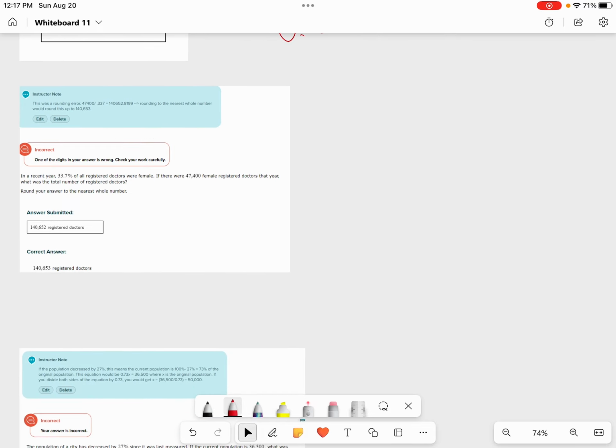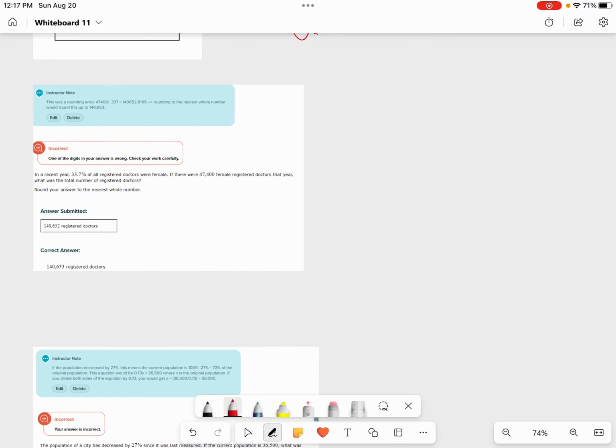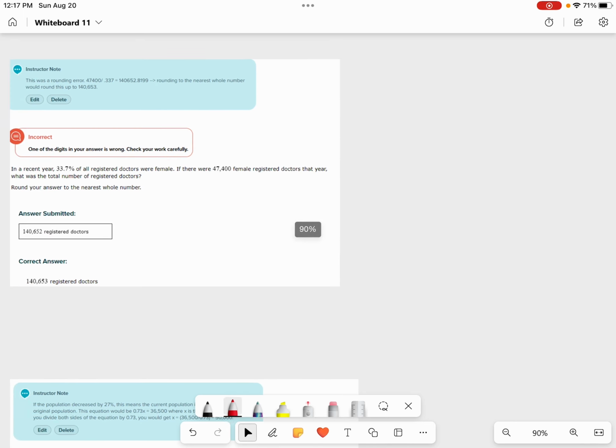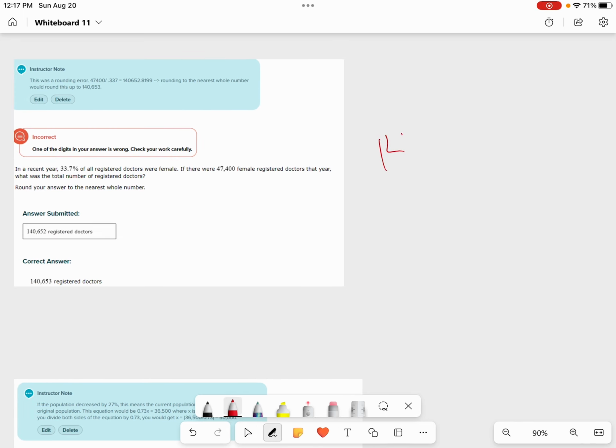The next problem was just a rounding error. When you did the math, the problem came out to 140,652.819. I see where you just dropped off the decimals, but to round to the nearest whole number, we need to look at the first decimal, which is an 8, which means that is high enough to round up. So the 2 would change to a 3. And that's what the answer showed.